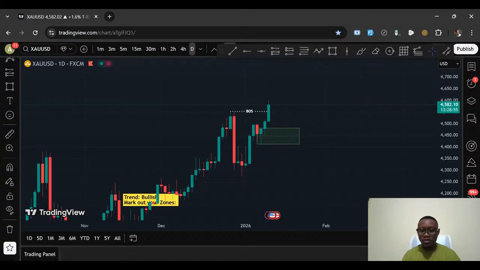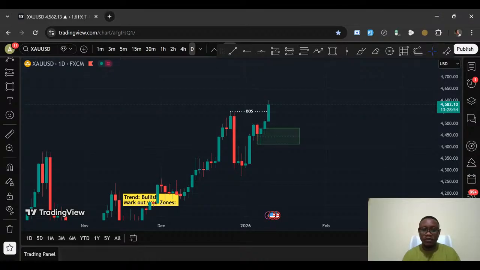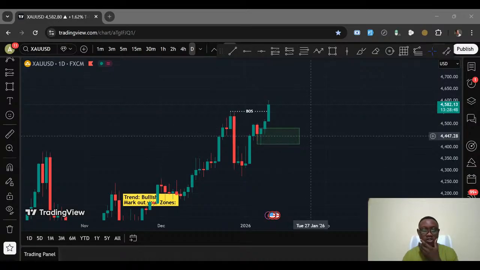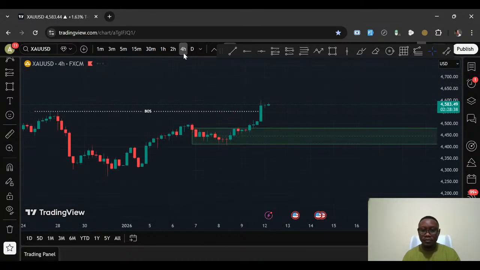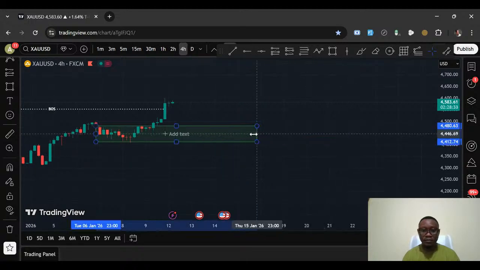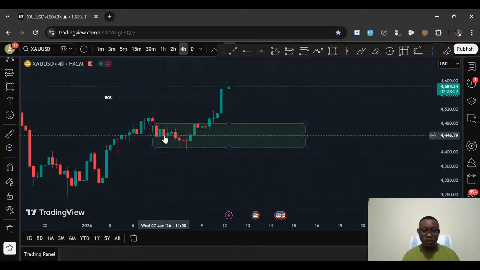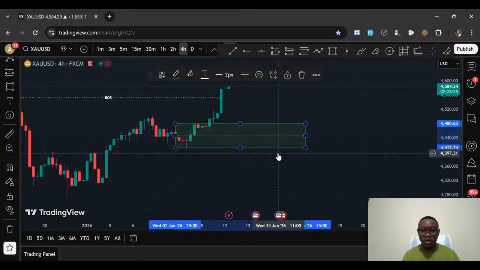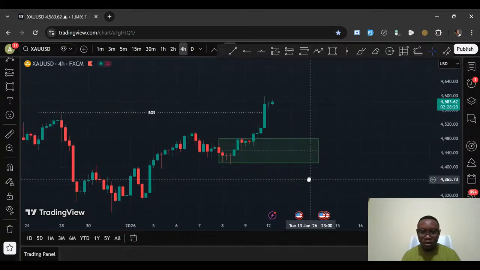So next, we're going to drill down from the daily time frame to the 4-hour time frame to refine our zone. When we drop down to the 4-hour time frame, let's refine the zone drawn from the daily time frame and mark out a new order block zone on the 4-hour time frame.